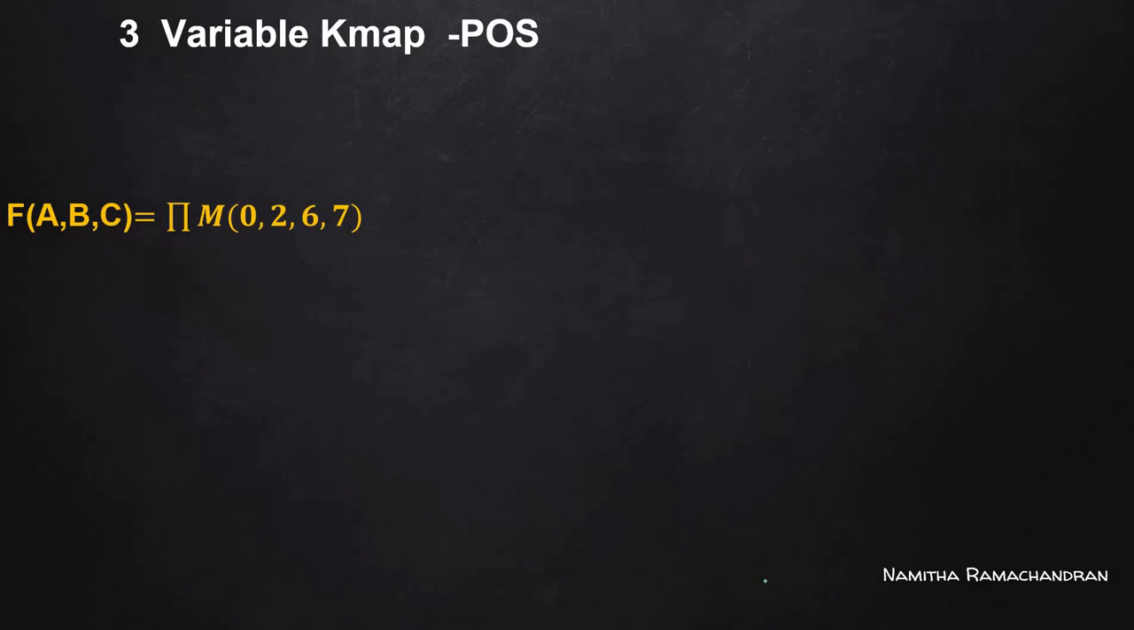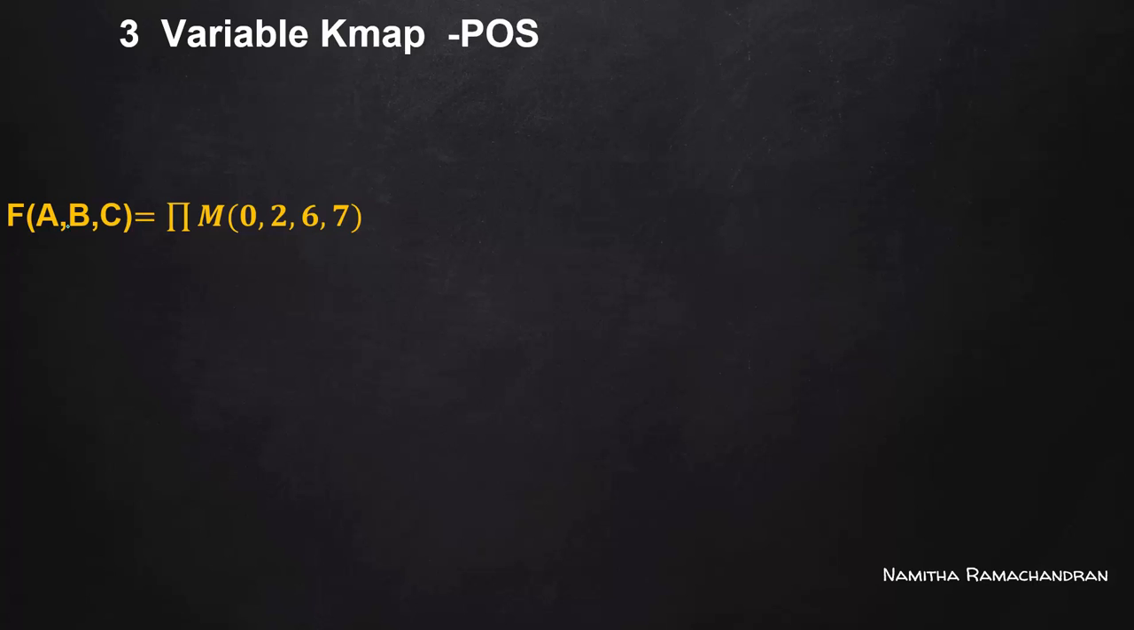Okay, next consider a three variable Kmap simplification for the given product of sum terms. So the product of sum term is given here like 0, 2, 6, 7 with three variables. Here the listed values range from 0 up to a maximum of 7. For the representation of 7 in binary, we need a minimum of 3 bits. Okay, so 3 bits are enough for representing all the values listed here.